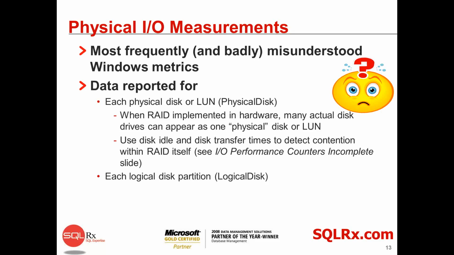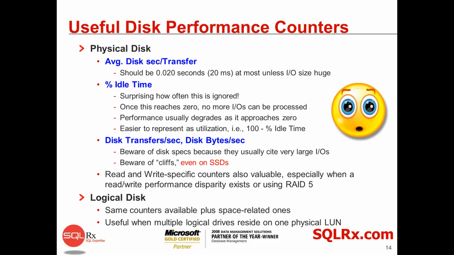To specify what's going on here, you have disk seconds per transfer. Again, it should be about 20 milliseconds if you can. Lower is better. Again, if your I/O sizes are huge, this may not be possible. Percent idle time: this is commonly ignored, and you have to be very careful of this. Once it reaches 0, you can't push any more through the system.